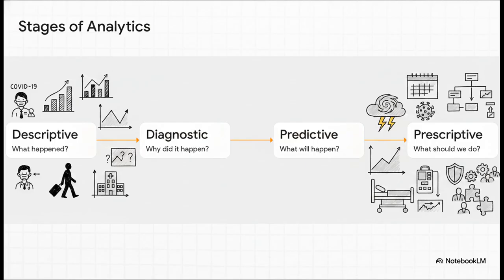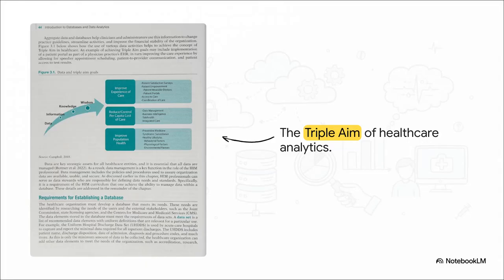Then there's predictive analytics, what will happen. This is basically a medical weather forecast. We use historical data to predict things like hospital ventilator demand right before a massive hurricane hits. And finally, prescriptive analytics, what should we do? This takes all that previous data and suggests a concrete strategy, like how to best plan mitigation efforts for the next major health crisis.